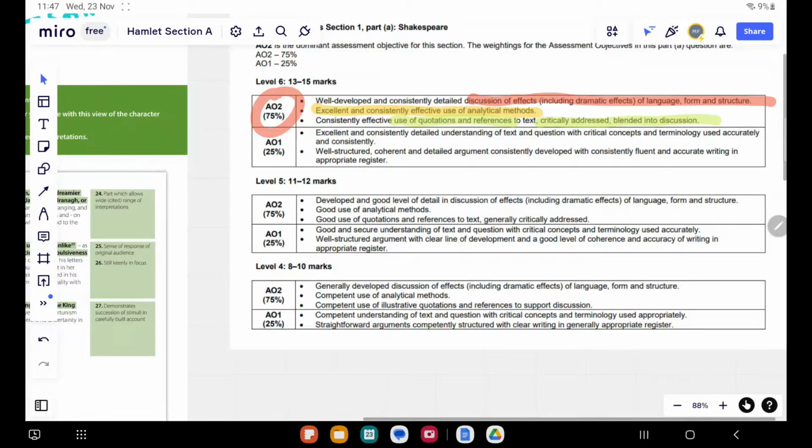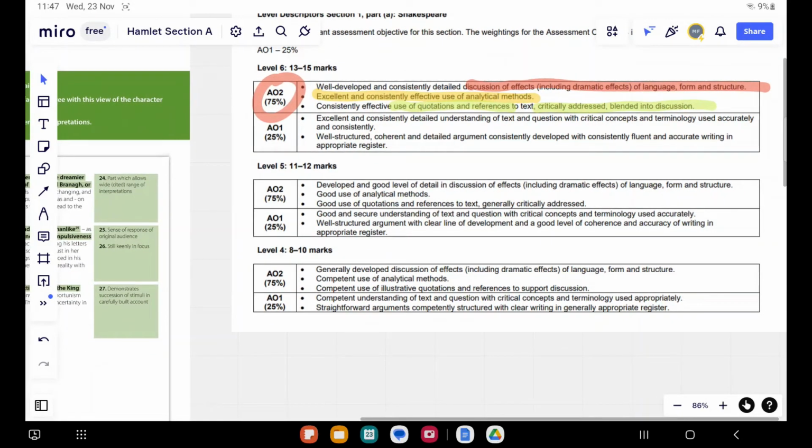This also includes effective use of analytical methods, so it's not enough just to spot a metaphor or some use of imperatives, interrogatives, whatever it might be. You need to explain the effect that they're having, why they're there, what dramatic purpose they're serving. And also included in this is the use of quotations and references. These need to be critically addressed, blended into discussion, so they should always be there to support something you're saying, not just dumped in there.